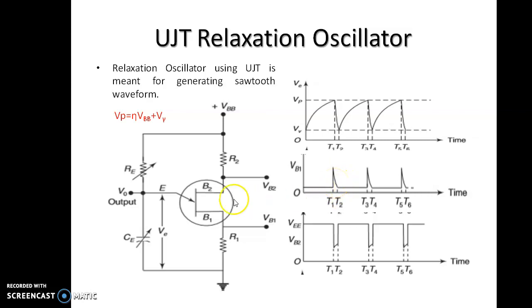At the same time, when it turns on, the drop of VEB1 produces this spike. And this is the waveform which is taken across VB1, and this is the waveform taken across VB2, and this waveform is taken across the capacitor CE. By changing the value of the capacitor CE and the resistance RE, the frequency of the waveform can be changed.